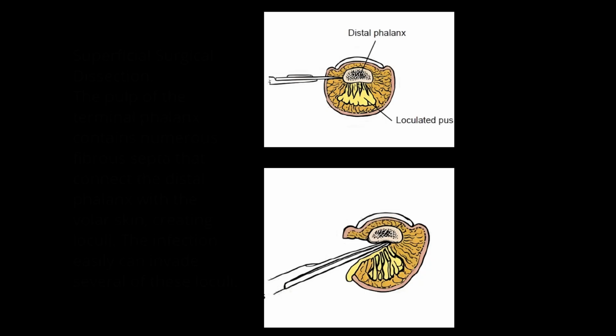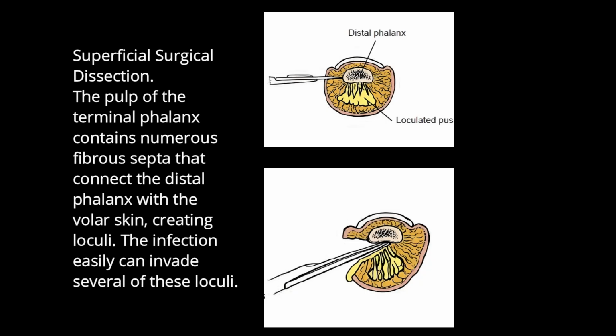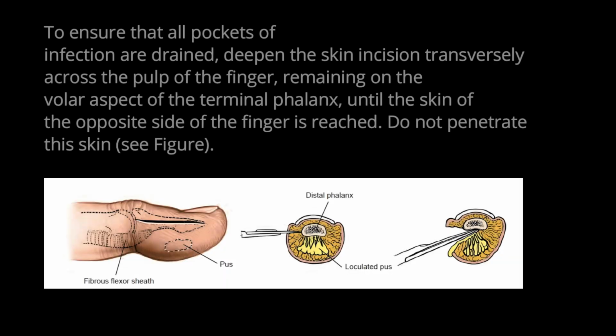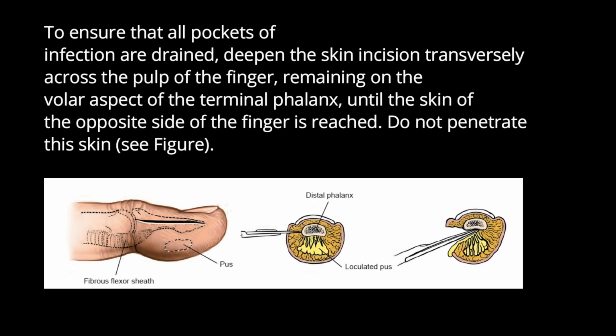Superficial surgical dissection. The pulp of the terminal phalanx contains numerous fibrous septa that connect the distal phalanx with the volar skin, creating loculi. The infection easily can invade several of these loculi. To ensure that all pockets of infection are drained, deepen the skin incision transversely across the pulp of the finger, remaining on the volar aspect of the terminal phalanx, until the skin of the opposite side of the finger is reached. Do not penetrate this skin.